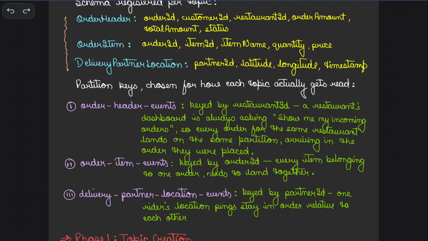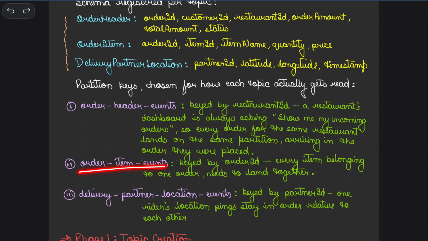That's why I'm saying, if you haven't watched my first video, please go and watch. So, show me my incoming orders. Every order for the same restaurant lands on the same partition, whatever I've said just now, arriving in the order they were placed. I have also given the same example in the first video, which makes all these points clear. So this is kind of a revision.